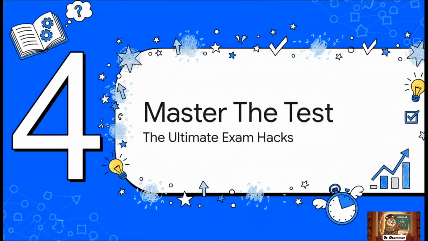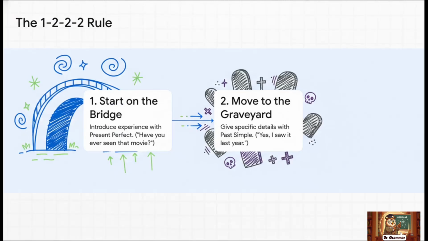Okay, you've got the map, you get the idea. Now let's turn this into actual points on your exam. Here are the clear, actionable strategies you can use immediately to totally dominate any test question they throw at you. This is actually so cool because it shows you how we naturally tell stories. Think of it as the conversation flow. Step 1, you always open a new topic on the bridge with the present perfect to ask about someone's general life experience. Then, step 2, once you know they have that experience, you immediately jump into the graveyard with the past simple to give all the specific details. It's a pattern you'll see everywhere.